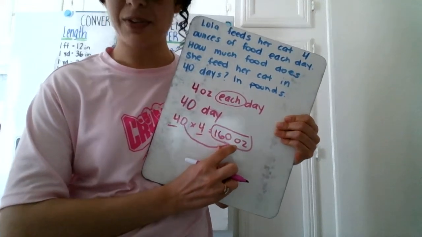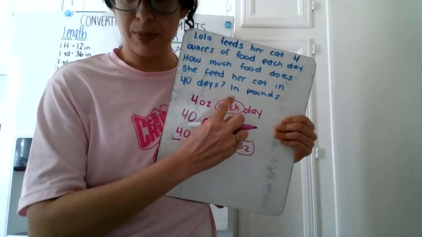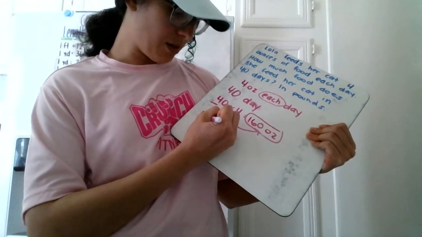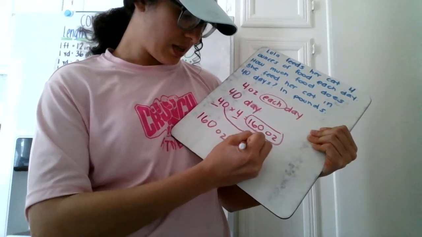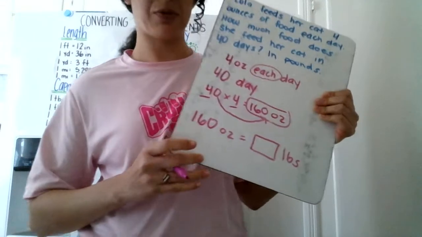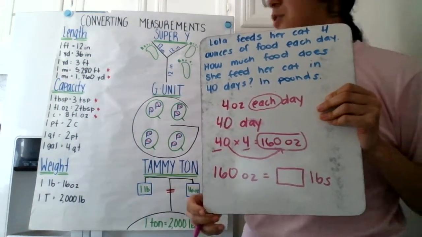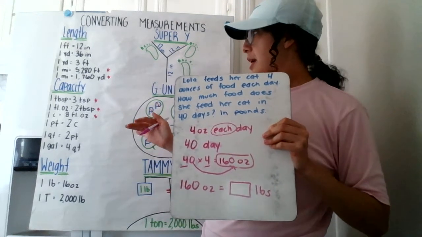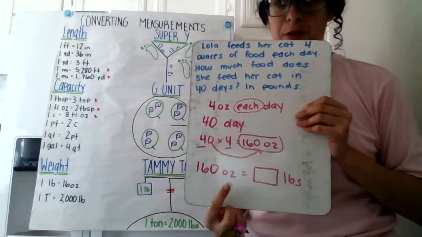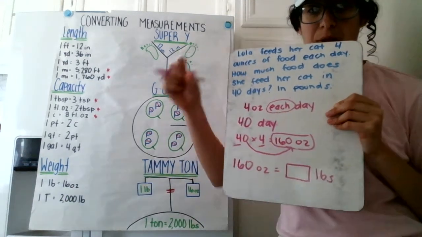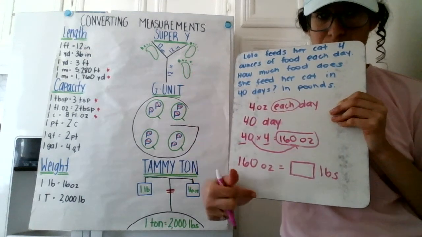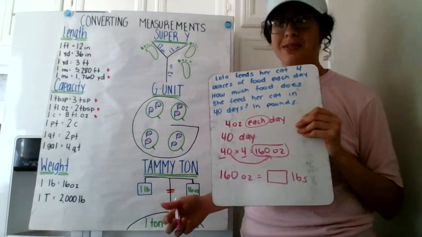Okay? We can't leave our answer like that. This is an answer, but remember, it needs to be in pounds. So now I have to see, all right, 160 ounces. I need to figure out what this is going to be in pounds. So remember, ounces and pounds. Am I going from big to small or small to big? Remember, ounces are this small, and then pounds are a little bigger. So I'm going from small to big, right? So I'm going to divide.